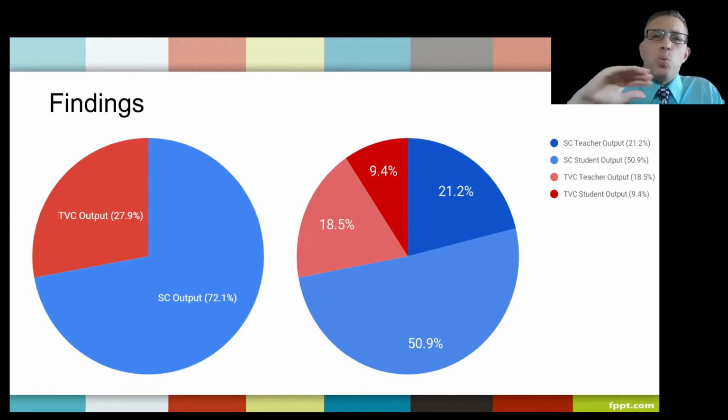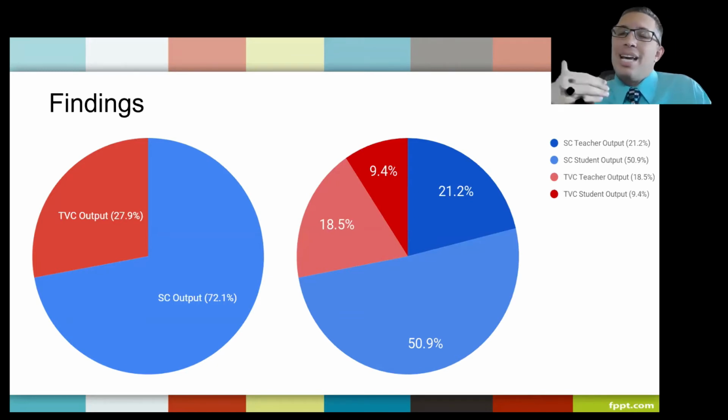However, out of the output that was only available through the Swivl capture, we see that 21% is coming from the teacher and almost 51% is coming from the students. And so now the students are providing the majority of that output, and that's available to our teacher candidates as they rewatch their videos and notice.